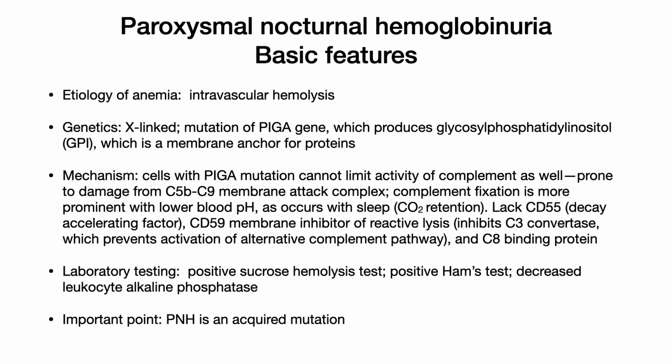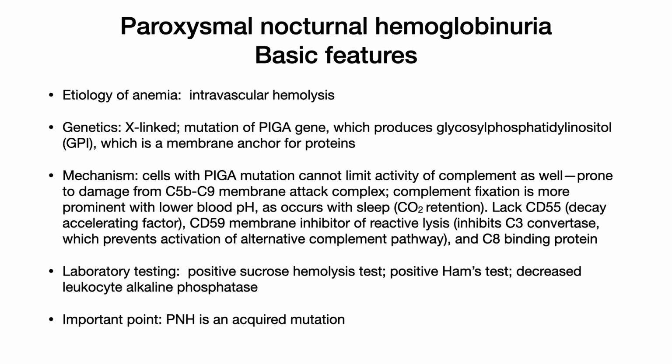So the problem is that people with paroxysmal nocturnal hemoglobinuria can't limit the activity of their complement, and so they're prone to damage from the C5b-9 membrane attack complex. There's testing for it. There's a positive sucrose hemolysis test. The positive Ham test is most characteristic, and then they will actually have a decreased alkaline phosphatase, which can play a role in some differential diagnosis. I'll talk about this more with the leukemoid reaction.